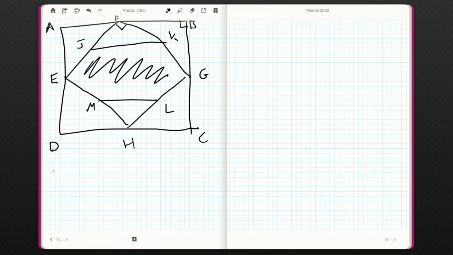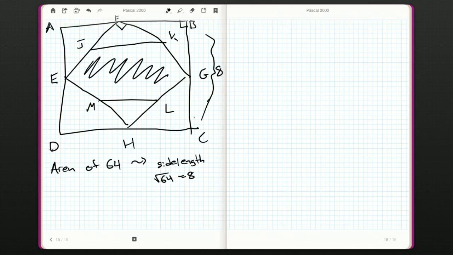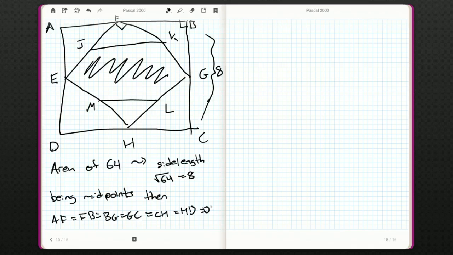Okay. So an area of 64 means side length of square root of 64, but that's just 8. Okay, so BC is 8. So since E, F, G, and H are midpoints, then we see that AF is equal to FB is equal to BG is equal to GC, CH, HD, DE, EA. It's going to be 1/2 of the side length, 8, so that's going to be 4. So for example, each of these guys in here is 4.